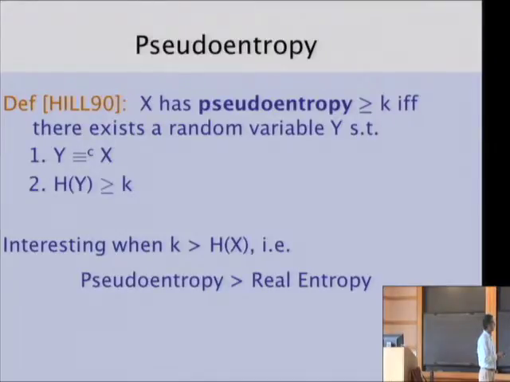pseudoentropy, where they defined a random variable to have, so a generalization of this idea of pseudorandomness, pseudoentropy at least k if there exists a random variable y, some other random variable that's indistinguishable from x, but y has Shannon entropy at least k. Okay, so pseudorandomness is the special case of this, where the pseudoentropy k is the maximum n, the length of the random variable, because the only distribution that has Shannon entropy equal to its bit length is the uniform distribution.